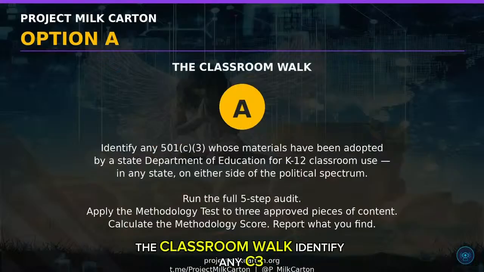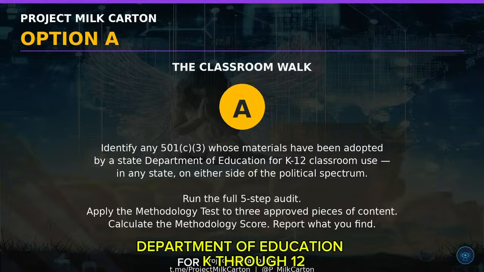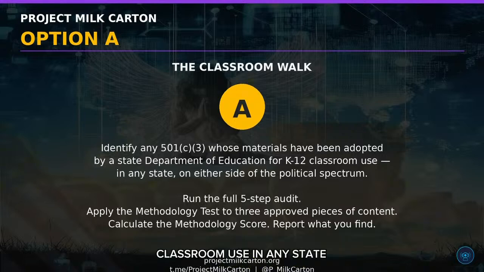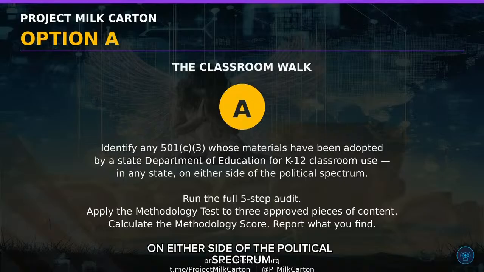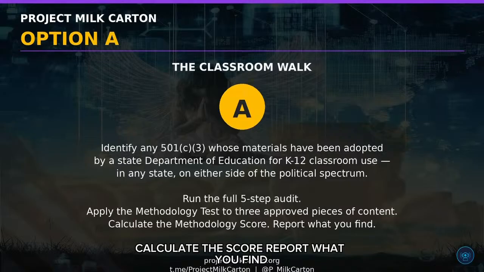Option A. The classroom walk. Identify any C3 whose materials have been adopted by a state Department of Education for K through 12 classroom use, in any state, on either side of the political spectrum. Run the 5-step audit. Apply the methodology test to 3 specific pieces of approved content. Calculate the score. Report what you find.